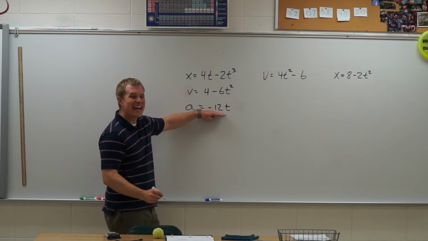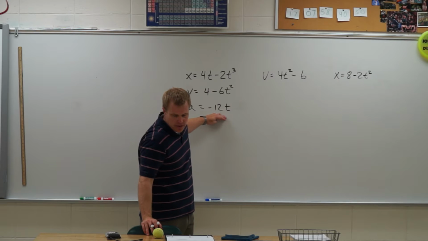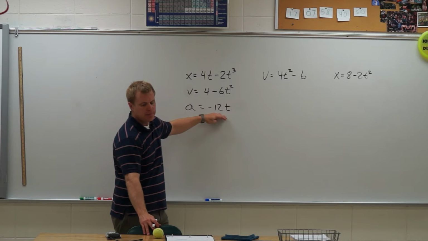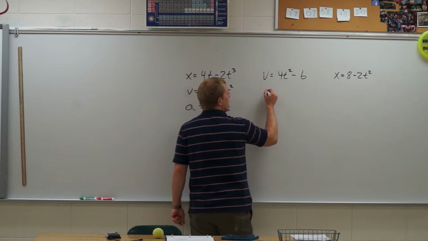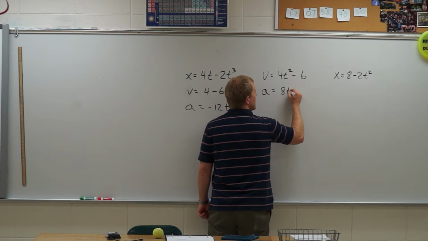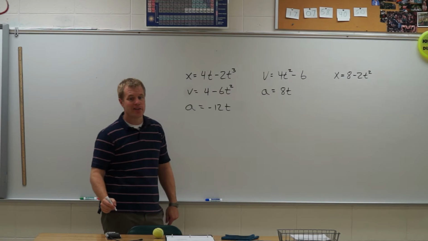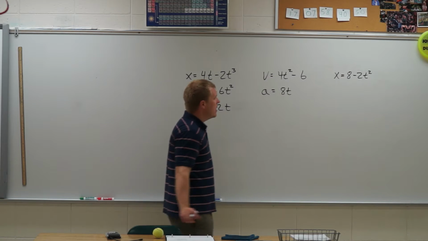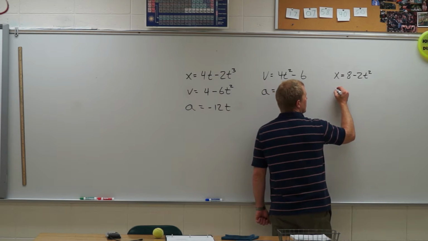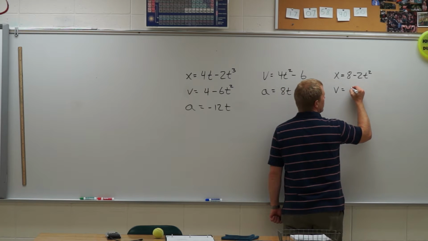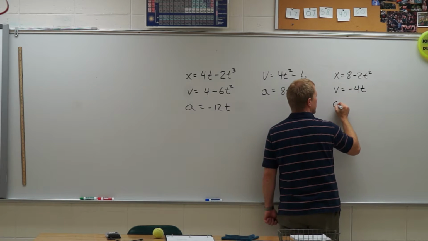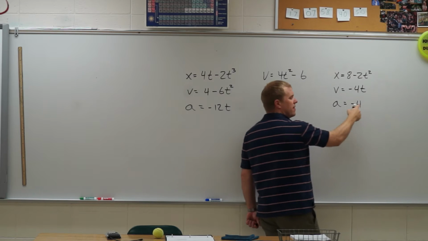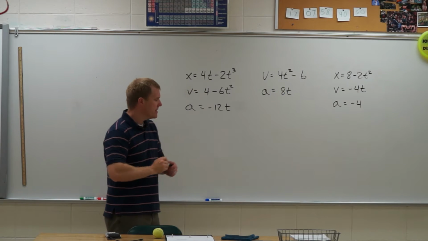So acceleration is not a constant. So the correct answer for number 17 is no. This one, take the derivative. I only got to do it once, so I get 8t. Again, not a constant acceleration, so the answer to 18 is also no. And this one, we take the derivative twice, so velocity is equal to negative 4t. Acceleration is equal to negative 4. That comes out to be a constant number, so it is.